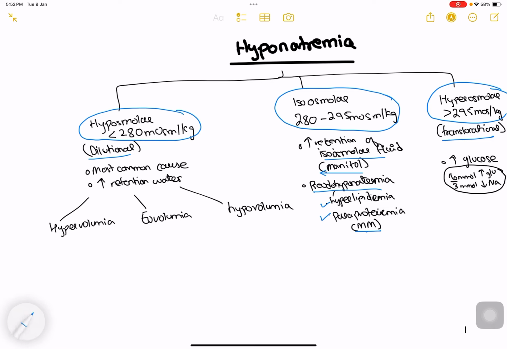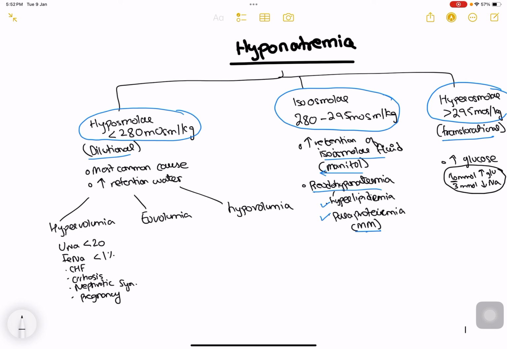Now coming to hypervolemia, euvolemia, and hypovolemia. If the patient has hyponatremia with hypervolemia, and there's urinary sodium excretion of less than 20 millimoles, and FeNa, which is fractional excretion of sodium, is less than 1%, we know there is renal loss. Okay, and then it could be because of congestive heart failure, cirrhosis, or nephrotic syndrome.